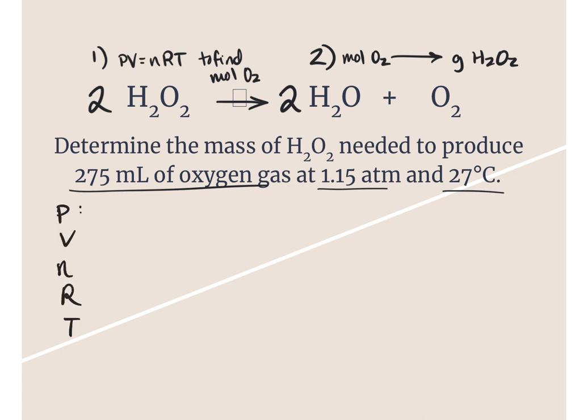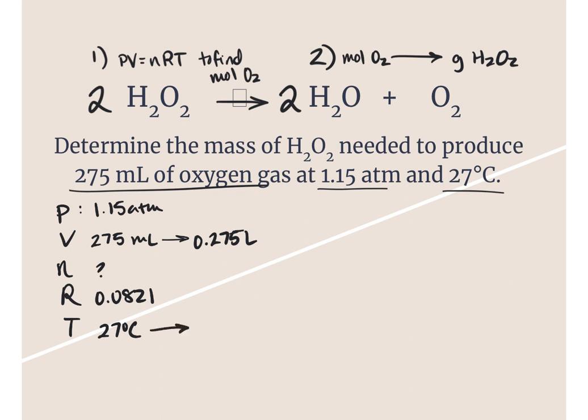PV = nRT: pressure is 1.15 atmospheres, volume is 275 mL, n is unknown, R is 0.0821, and our temperature is 27 degrees Celsius. Before I can plug these in, I do need to convert this volume into liters, so this is equal to 0.275 liters. And I also need to convert my 27 degrees Celsius into Kelvin. This becomes 300 Kelvin. So now that that's done, I can plug this into my equation, no problem.